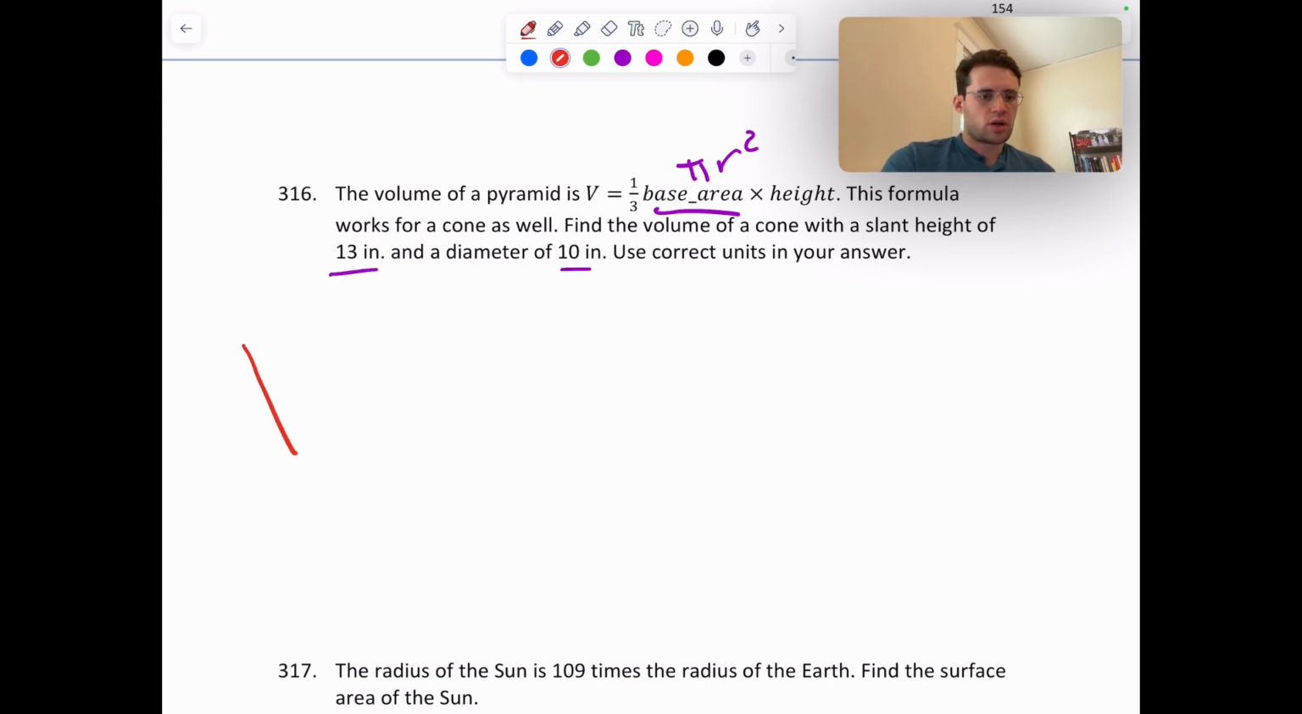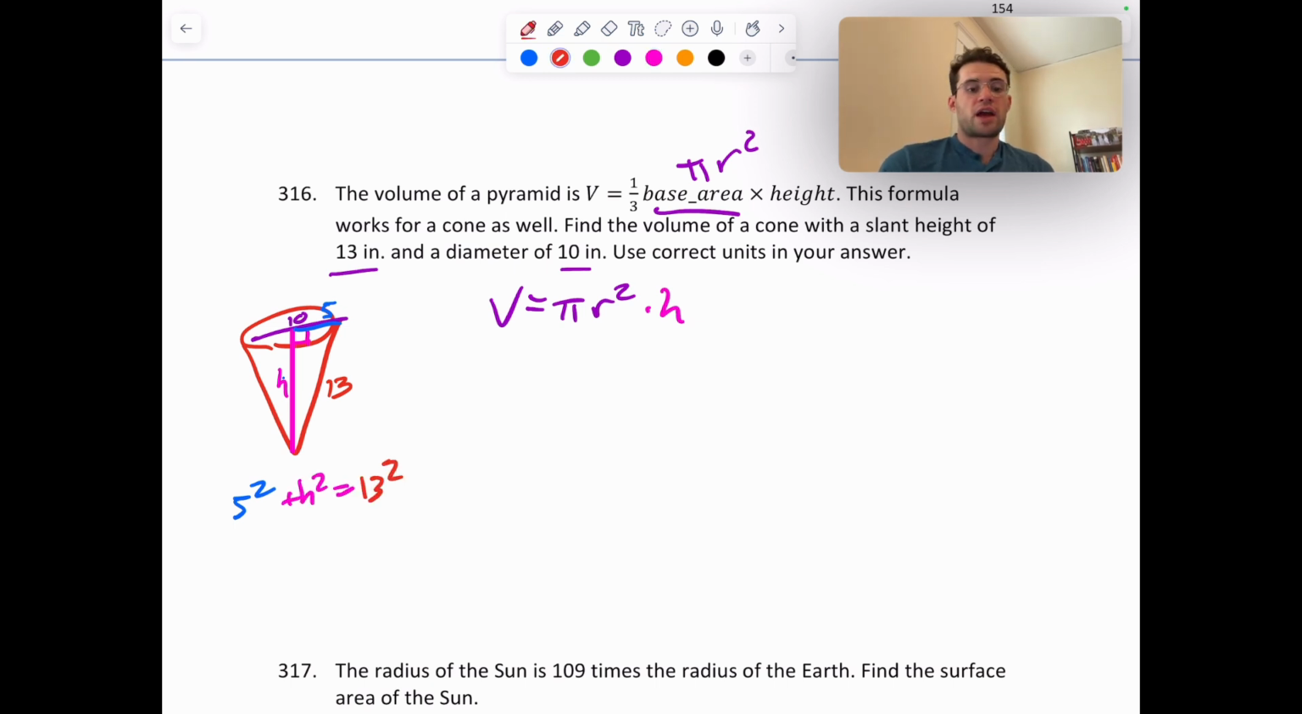So if we were to draw a cone, circle up top, diameter is 10, and your slant height is 13. We need to find the actual height, right? We know the volume is equal to the area of the base, so it's going to be pi times the radius squared times our height. Now, what we can do is make a right triangle here where the height is one of the legs. The other leg will be the radius, so we have to do half of the diameter. Half of 10 is 5. Now we could do the Pythagorean theorem. You could do 5 squared plus height squared is equal to 13 squared.